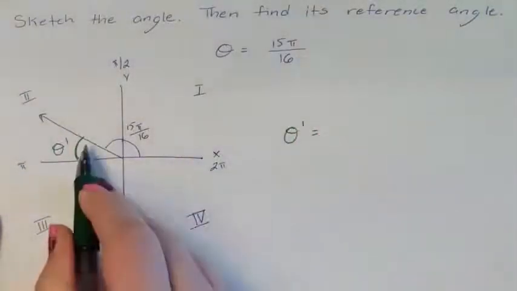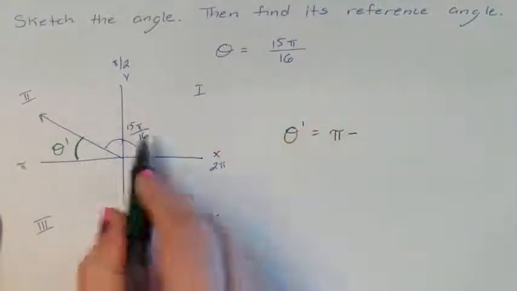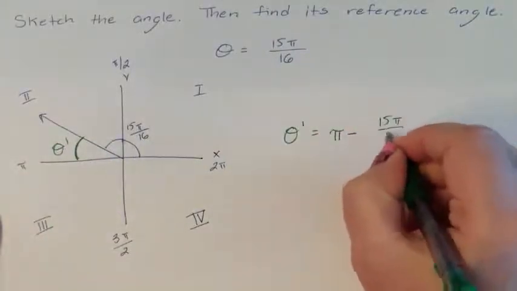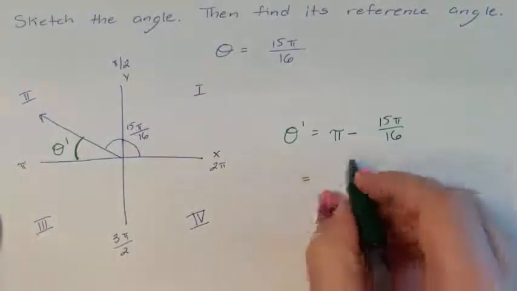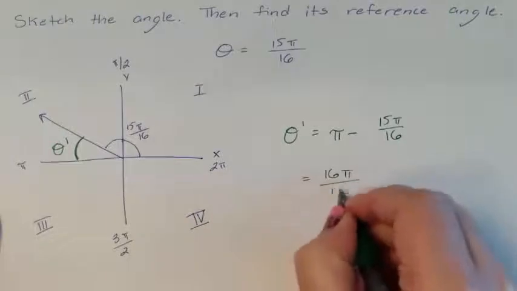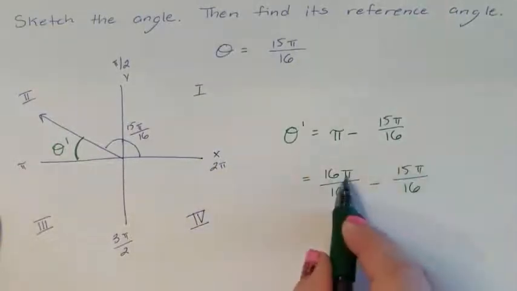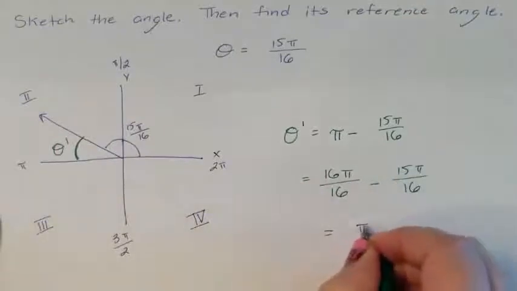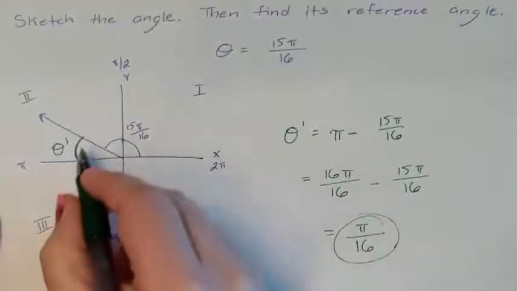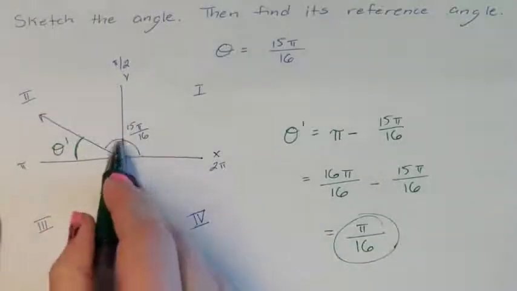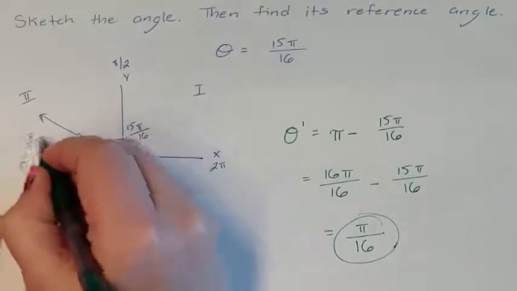So what is the distance between the closest x-axis, which is pi, and the line I gave you, which was 15 pi over 16? Well, if you have a fraction, it needs to be a fraction because we're dealing with denominator 16. This is going to be 16 pi over 16 because 16 divided by 16 is 1. So 16 pi minus 15 pi gives me 1 pi, and we're talking about denominators of 16. So this is my reference angle. The distance between 15 pi over 16 and the closest x-axis is pi over 16.